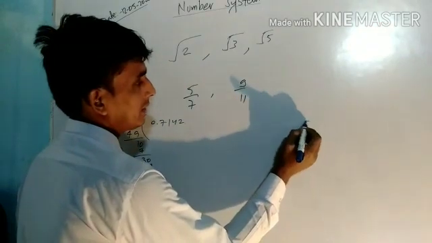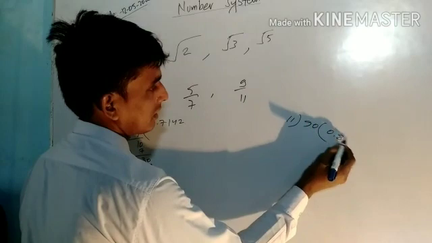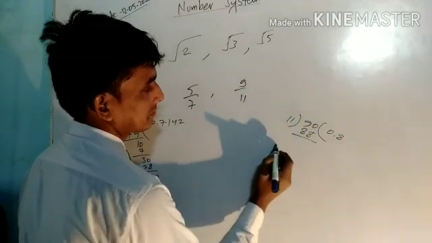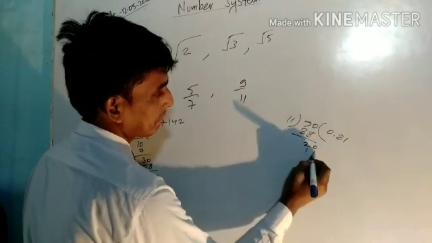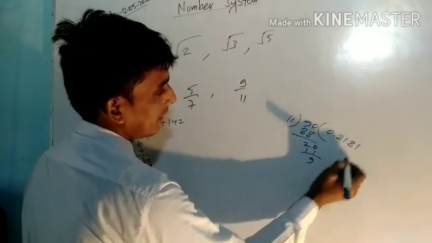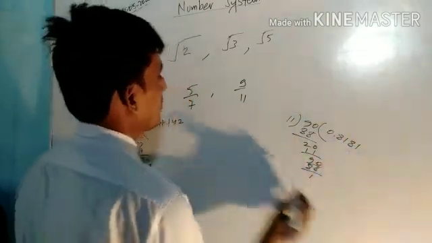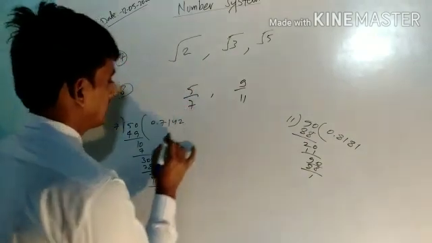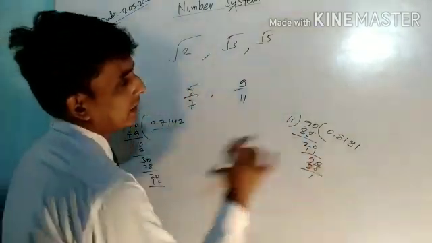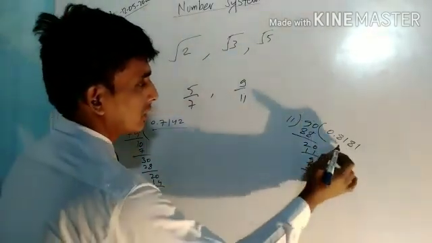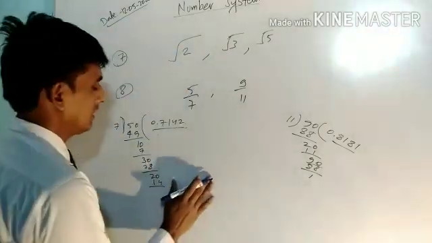Again, if you are dividing 9 by 11, you will get 0.8181. So the decimal value of 5 by 7 is 0.7142, and the decimal value of 9 by 11 is 0.8181. So this is a repeating type decimal expansion. This is also a repeating type decimal expansion. So these are rational numbers.